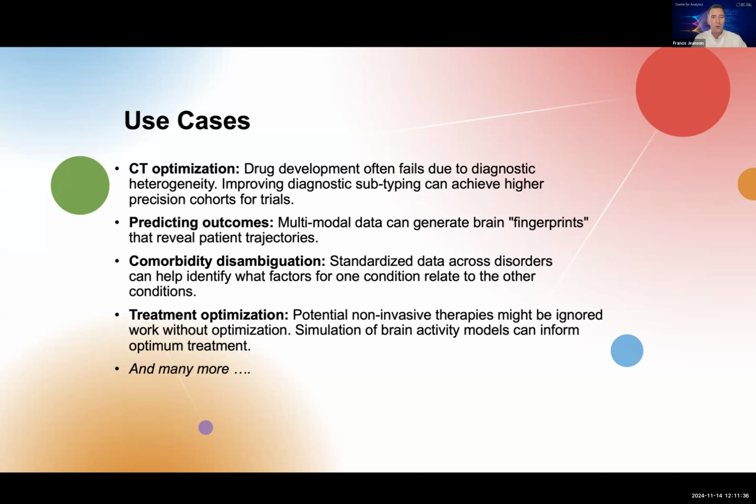Comorbidity disambiguation is also a big challenge. The patients with brain disorders don't have just one condition, they often have multiple conditions. And we need to be able to disambiguate those using modern techniques.